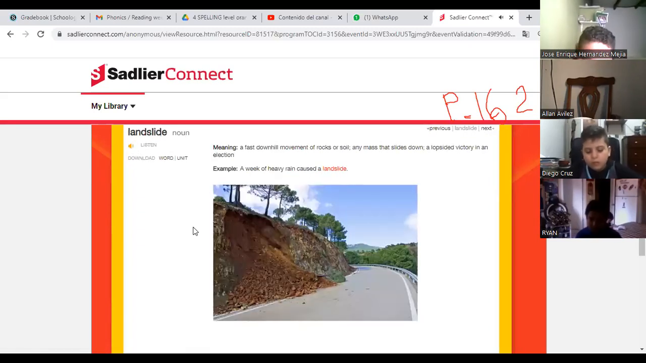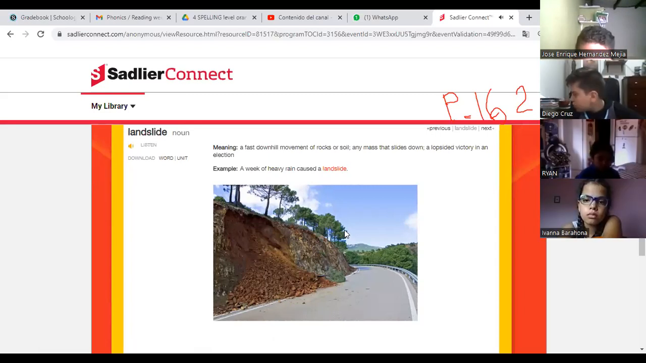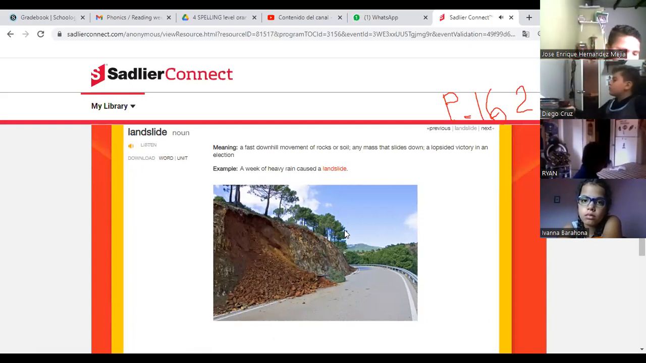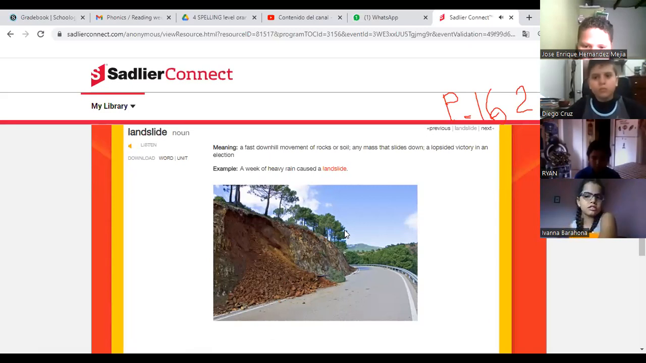This is very common. Landslide is a noun. A landslide is a fast downhill movement of rocks or soil, any mass that slides down. Also a lopsided victory in an election. A week of heavy rain caused a landslide. Now you say the word. Landslide.